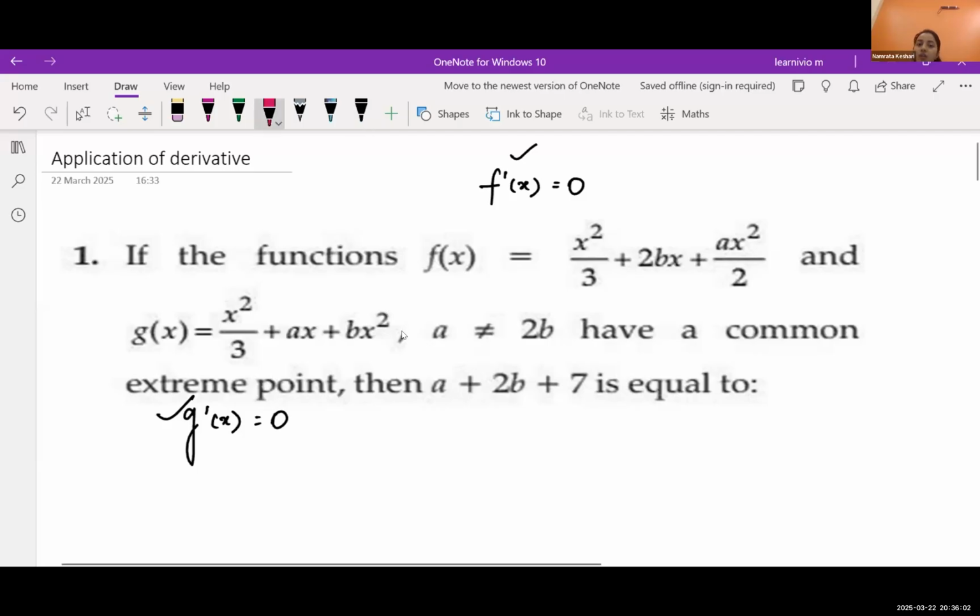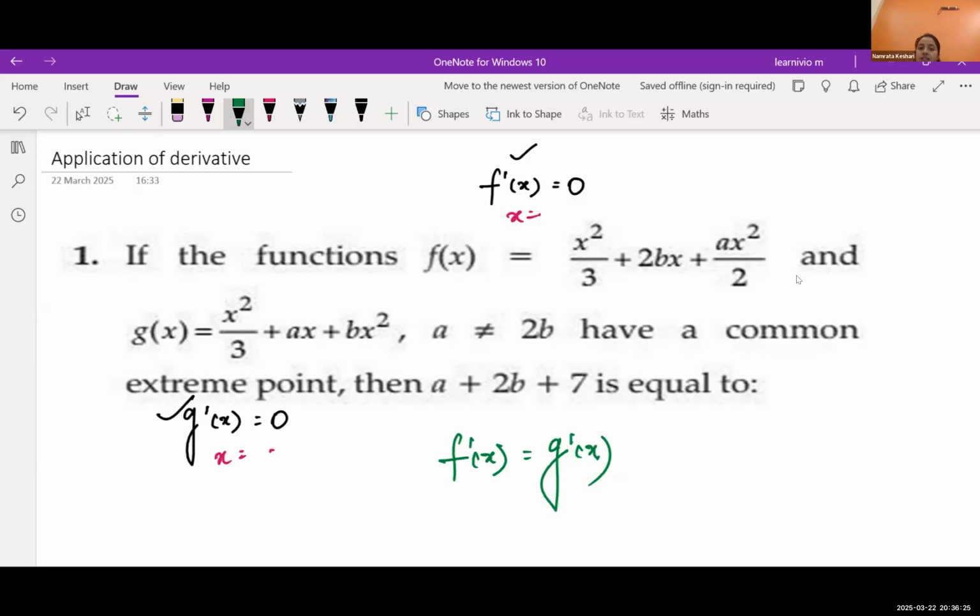That means the x value which we are going to obtain from there, same x value we are going to get from here. Then only, after that we'll be checking the maxima and minima, we'll be getting it same. So we can compare. We can say that f dash x over there will be equals to g dash x over here. Let's do it.